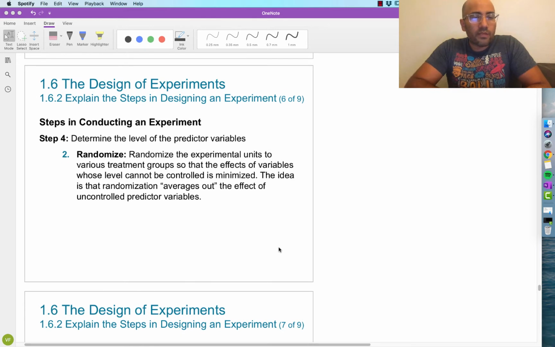Okay, determine the level of the predictor variables. So randomize the experimental units to various treatment groups so that the effect of variables whose level cannot be controlled is minimized. The idea is that randomization averages out the effects of uncontrolled predictor variables.